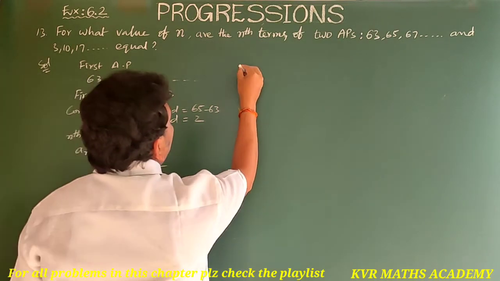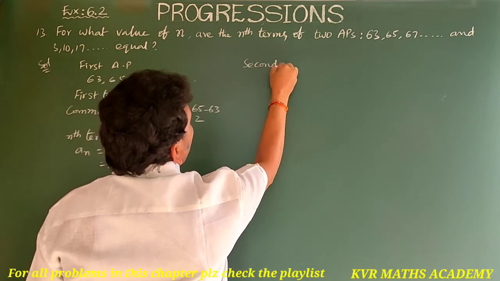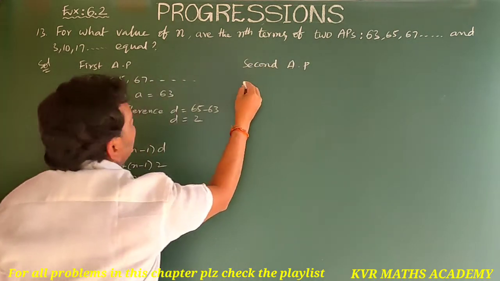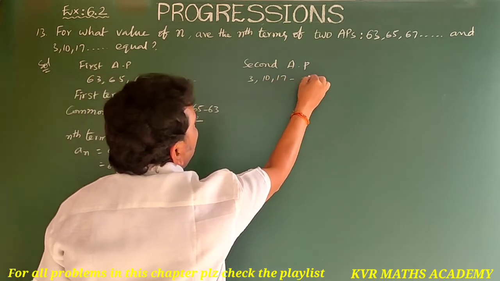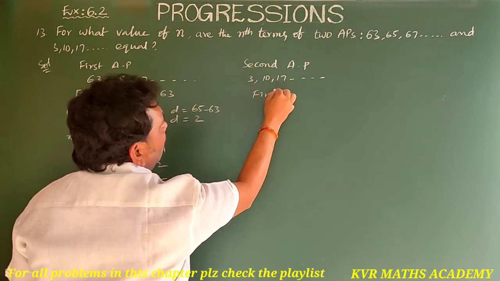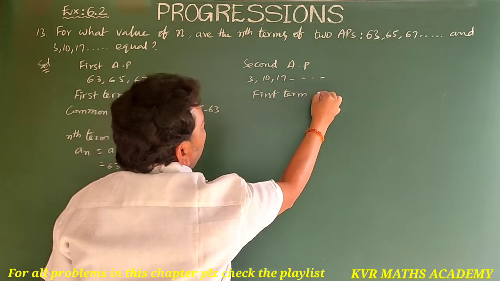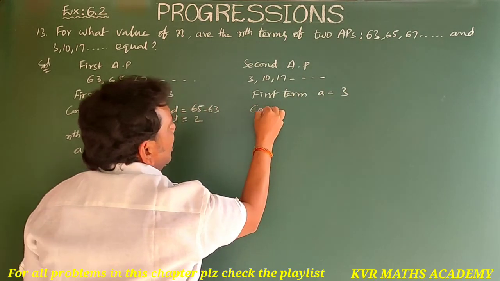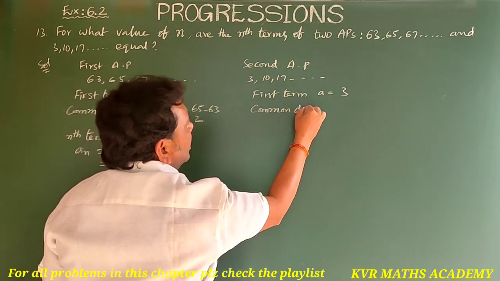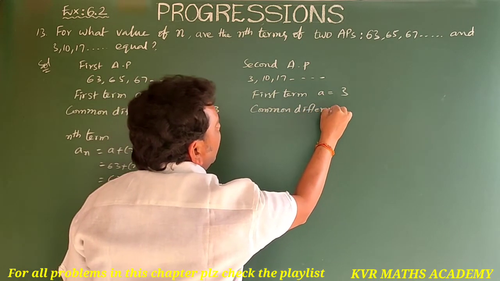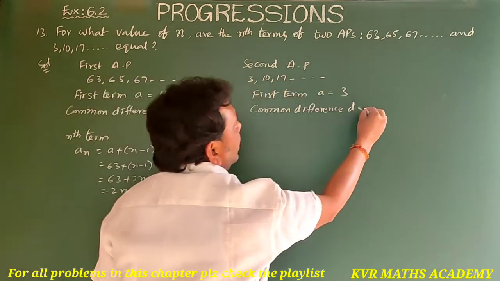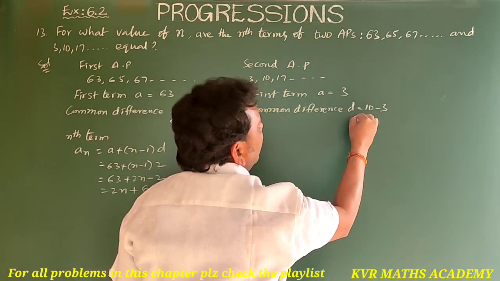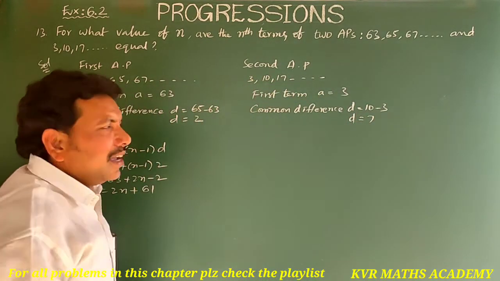Next is the second AP, let us take those values: terms 3, 10, 17 and so on. Here also the first term A is equal to 3. Next, the common difference D is equal to 10 minus 3, that is 7. D is equal to 7, right?